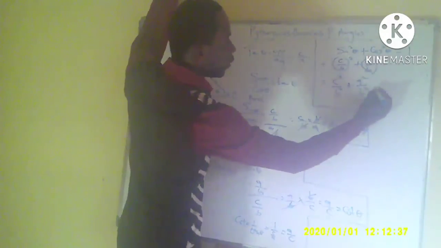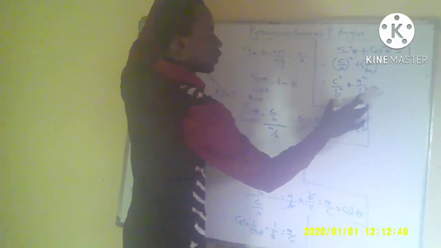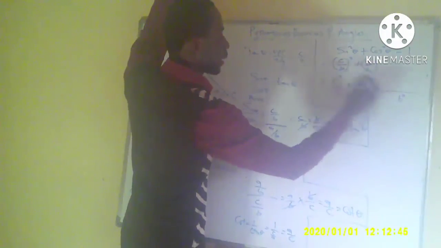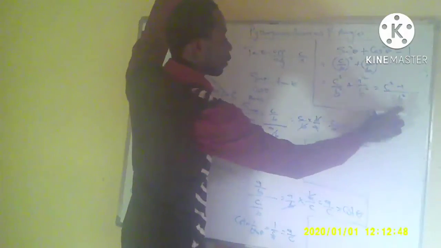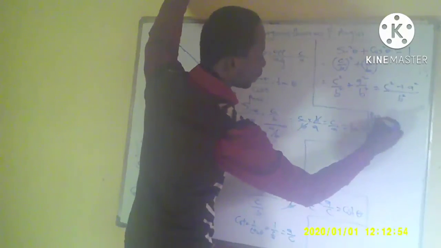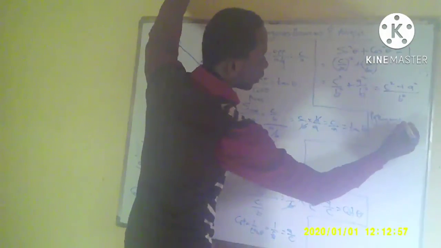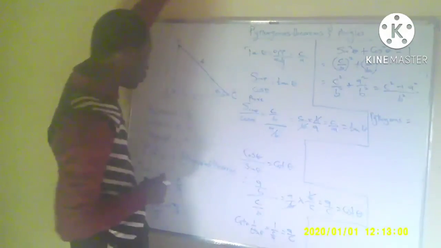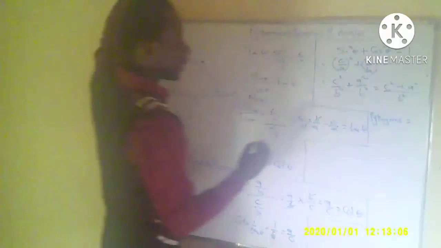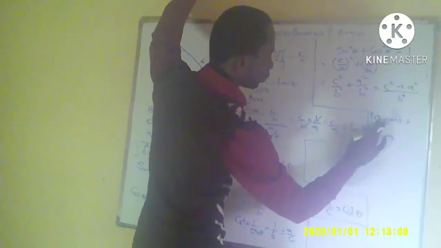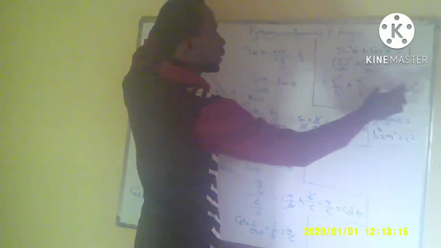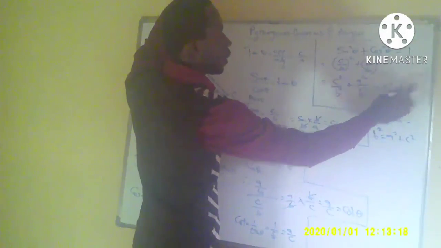Yes. Now, at the end of the day, what is the LCM? The LCM is B squared. So we are going to have B squared, 1 times C squared plus 1 times A squared. Now let's come back to our Pythagoras theorem. Pythagoras theorem, as proved earlier on, stated that B squared is equal to A squared plus C squared. So now we are having C squared plus A squared.